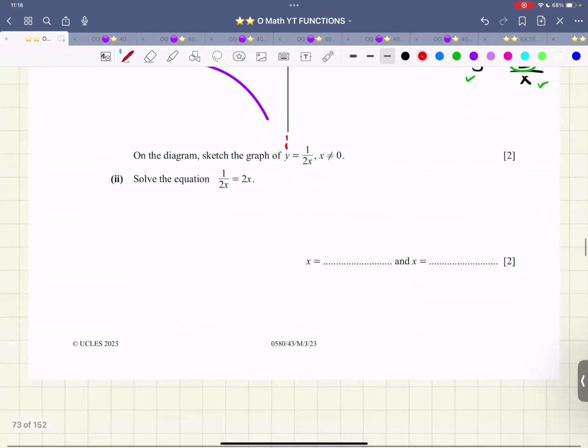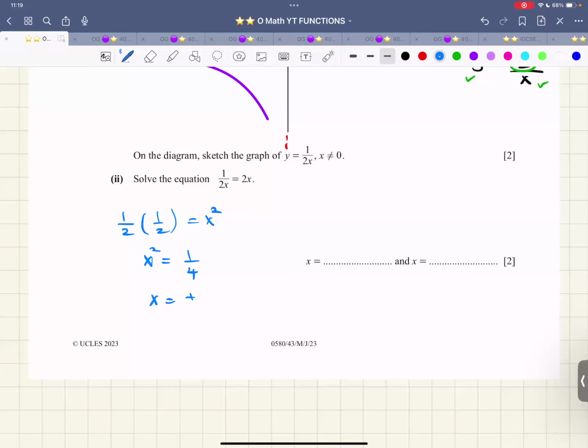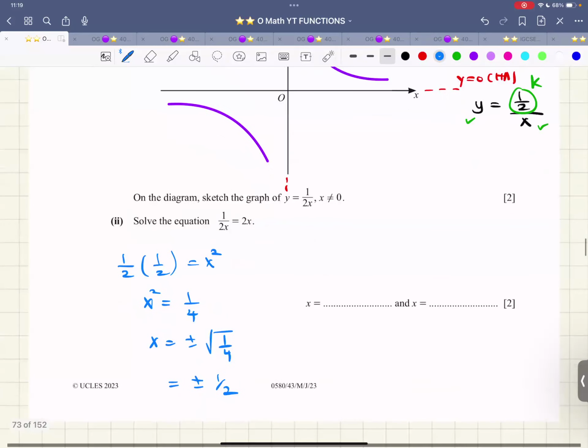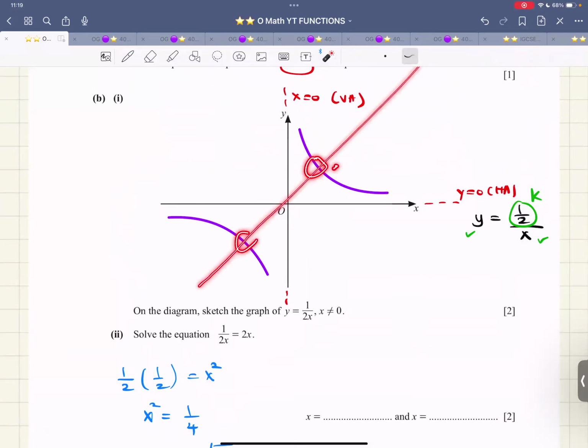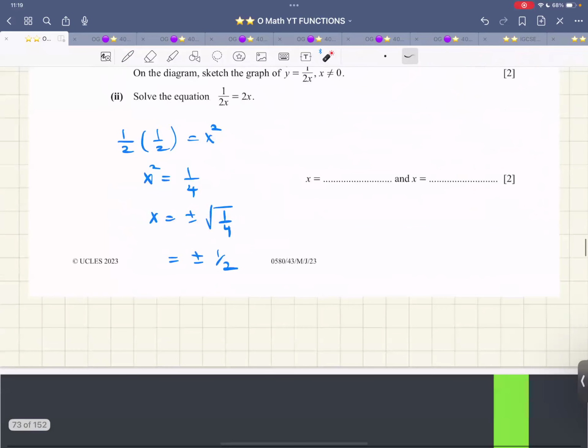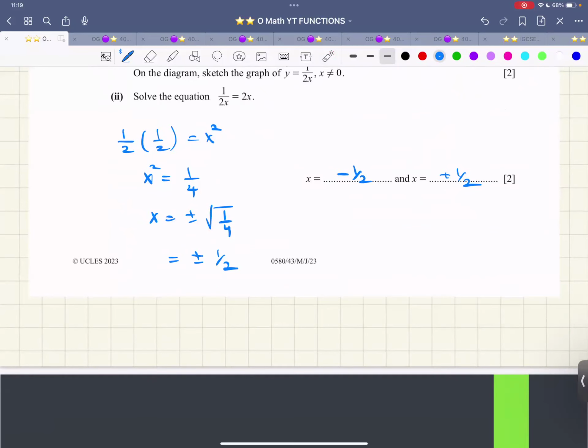A basic question, solve this equation. 1 over 2x is 2x, 1 over 2 into 1 over 2 is x squared. X squared is 1/4, therefore x is plus minus square root of 1/4, which comes out to be plus minus half. That means if they were asking this question as drawing a line y is equals to 2x, so if I draw y is equals to 2x, this is one point of intersection, this is another point of intersection. So x is equals to negative half, x is equals to positive half.